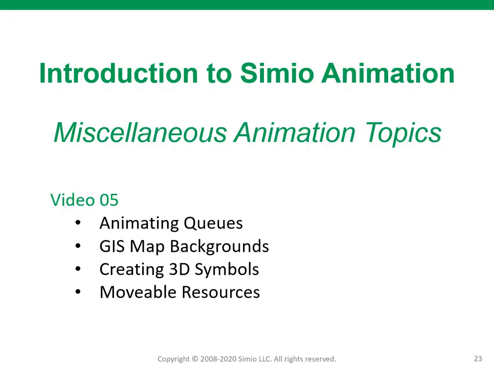This is the fifth video in the Introduction to Simio Animation module, and in this video we'll cover four basic topics: animating cues, GIS map backgrounds, creating 3D symbols, and movable resources. For animating cues, we'll spend a little bit of time and do some demonstration. For the last three, though, we're going to just talk at a very high level and provide some information on how you can look at these further if they're particularly interesting for your modeling project.